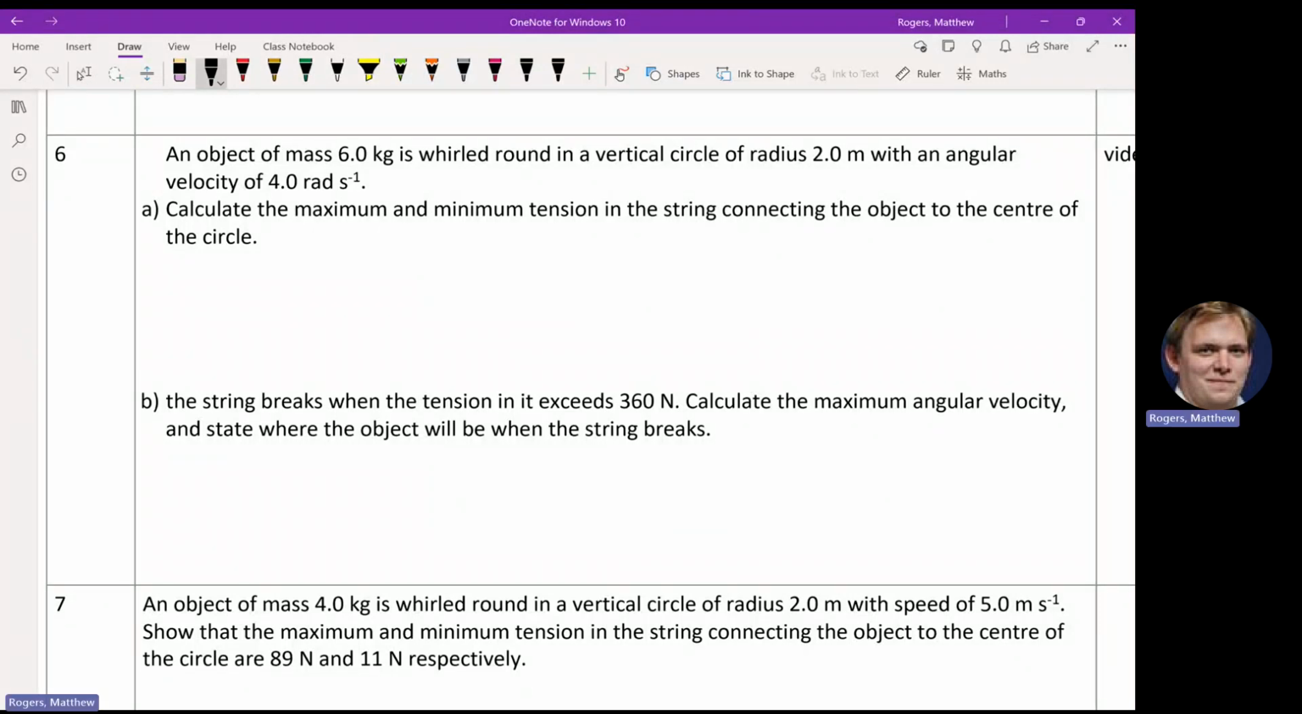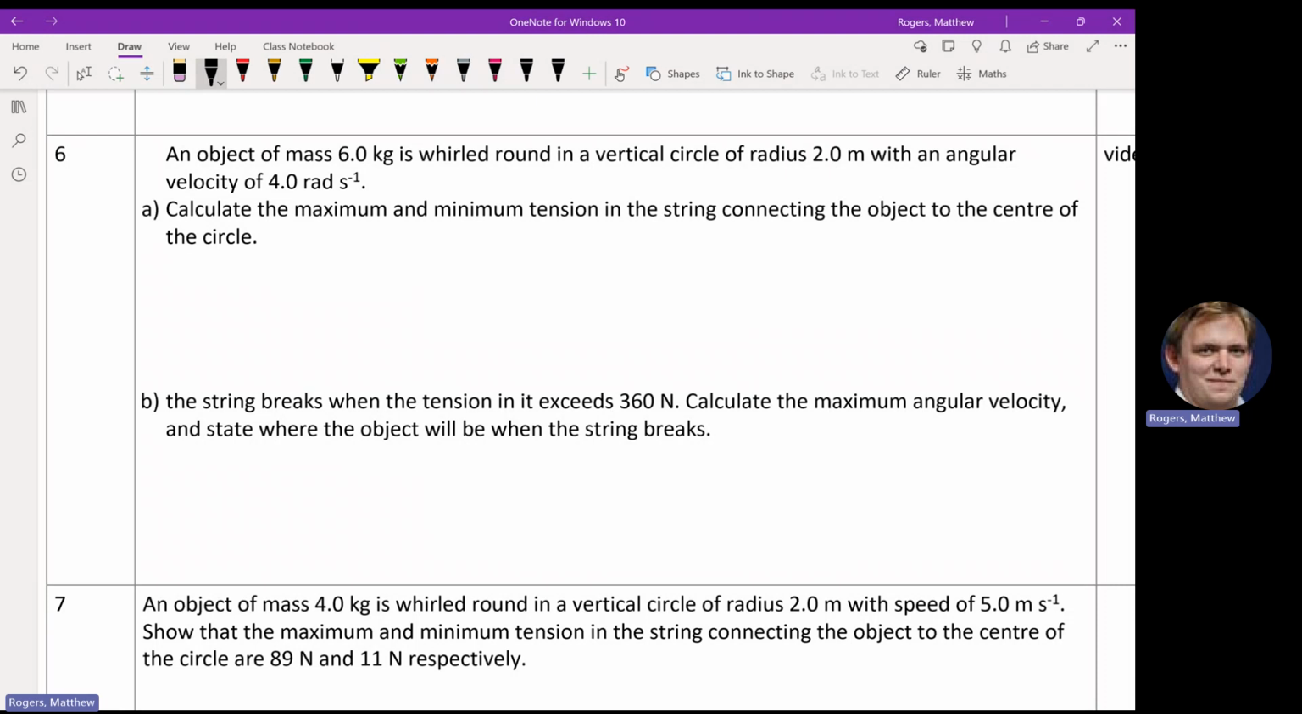This question says an object of mass 6 kilograms is whirled round in a vertical circle of radius 2 meters with an angular velocity of 4 radians per second. Calculate the maximum and minimum tension in the string connecting the object to the center of the circle.